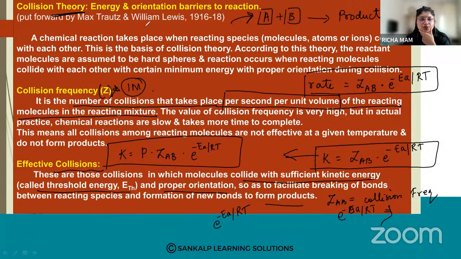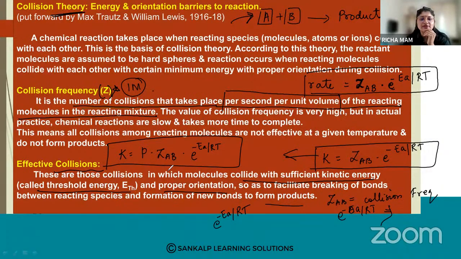Then second was about the collision frequency. What is collision frequency? The number of collisions that take place per second per unit volume of the reacting mixture is called the collision frequency. If you are considering a bimolecular reaction, the rate is given as the collision frequency Z_AB into e^(-Ea/RT). This is the collision frequency, and e^(-Ea/RT) is what? It is the fraction of molecules having energy equal to or greater than the threshold energy.